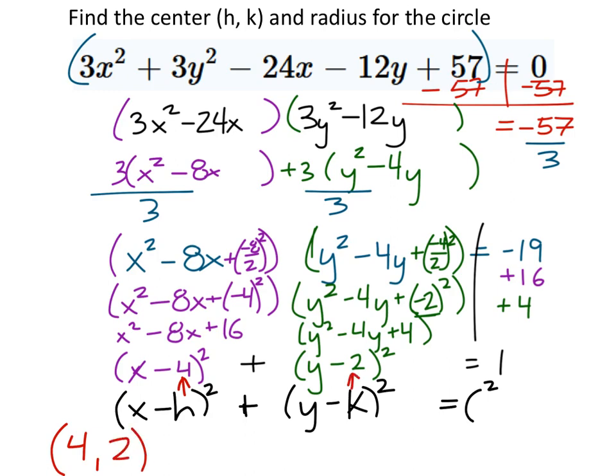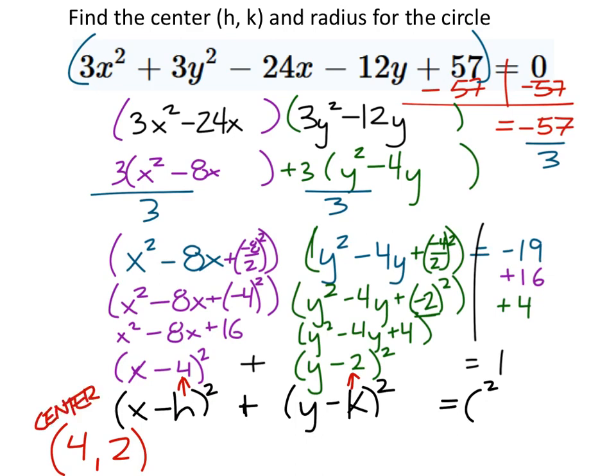If it was addition, like y plus 2, then we'd have to look at that as minus negative 2, which would change the sign in the k there. But for now, this is our center.